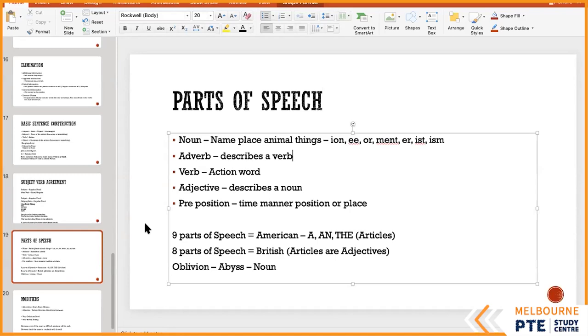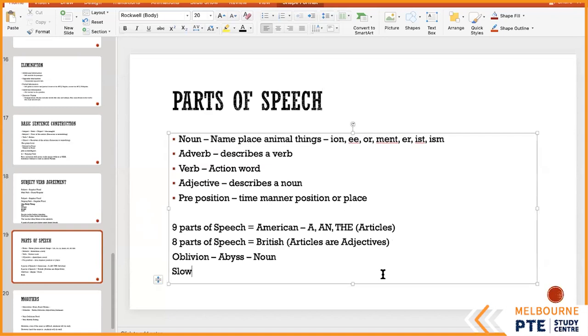So that shows a list of adverbs. Now, the adverbs are very easy. Adverbs generally end with L-Y, not with I-Y or T-Y, with L-Y. Am I clear? All right. So adverbs generally end with ly, okay? So for example, slow, if I add ly, this is an adverb.